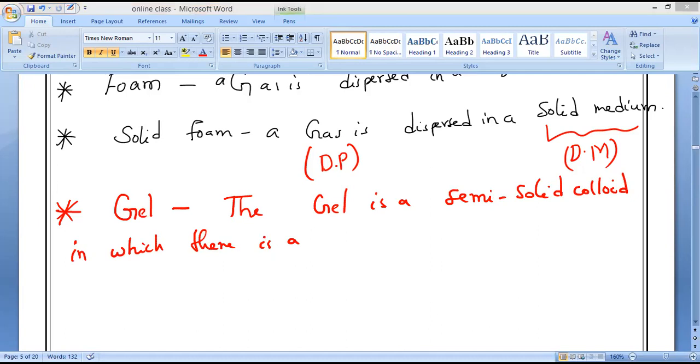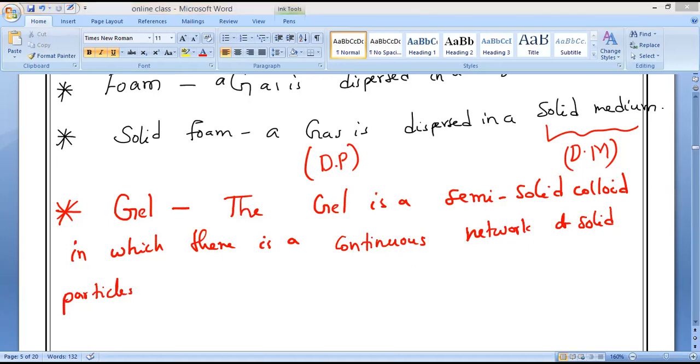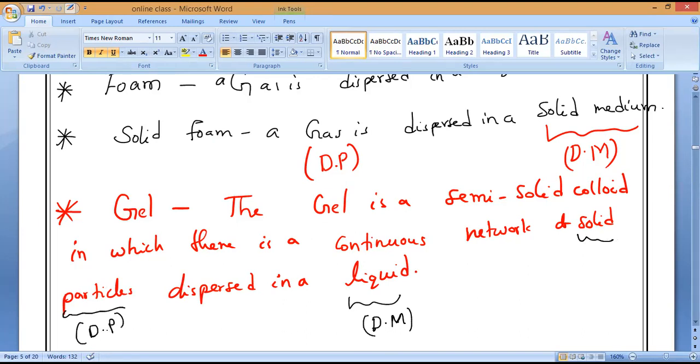a continuous network of solid particles dispersed in a liquid. Dispersed in where? In a liquid. So what is the dispersed medium? The dispersed medium is liquid, and the continuous network of solid particles, what are they called? The dispersed phase. Is it okay, everybody?